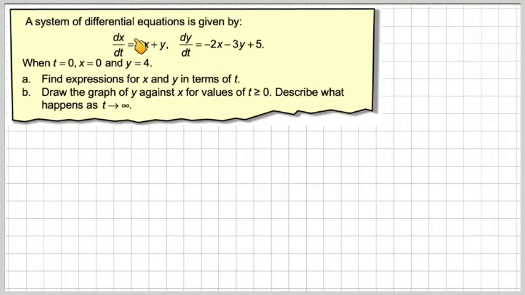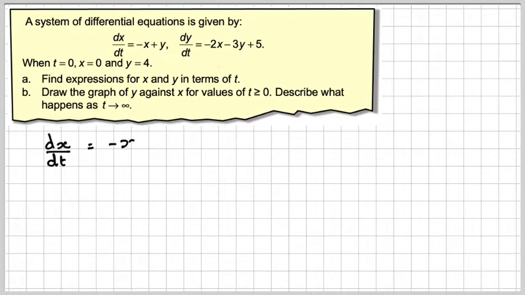A system of differential equations is given by dx/dt equals minus x plus y, and dy/dt equals minus 2x minus 3y plus 5. When t is equal to 0, x is equal to 0 and y is equal to 4. Find expressions for x and y in terms of t, and draw a graph of y against x for values of t greater than 0, and describe what happens when t approaches infinity.